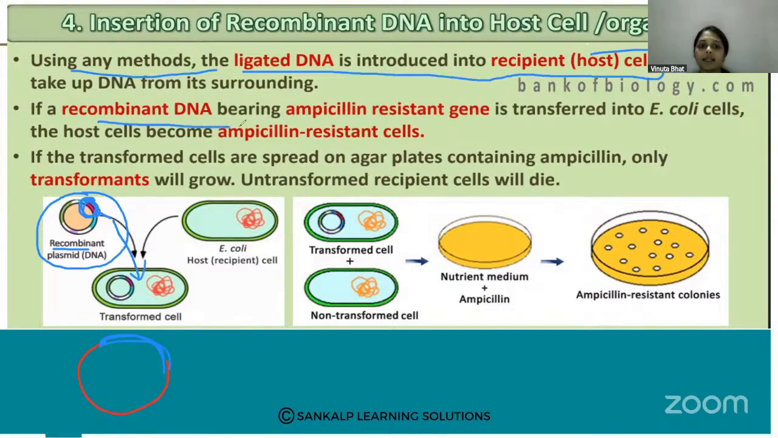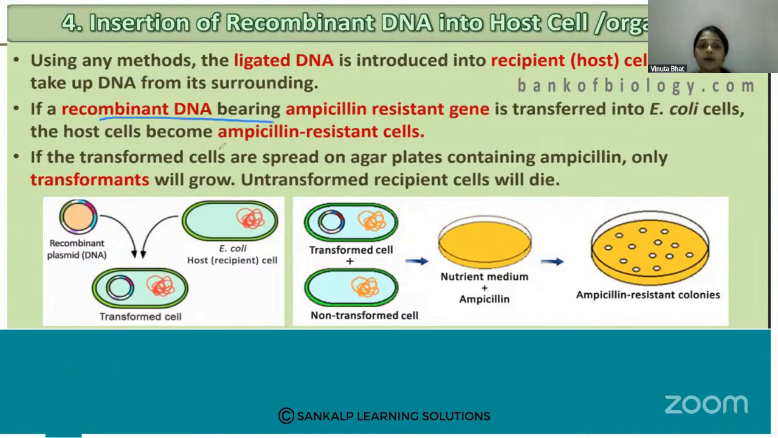If recombinant DNA bearing ampicillin resistance gene is transferred into the E. coli cells, the host cells become ampicillin resistant cells. So see what is happening here: this recombinant DNA is having the ampicillin resistance gene. So just imagine there is a gene in this segment that confers ampicillin resistance. So the host cells become ampicillin resistant. So this bacteria now is able to resist the ampicillin because of the presence of this ampicillin resistance gene.